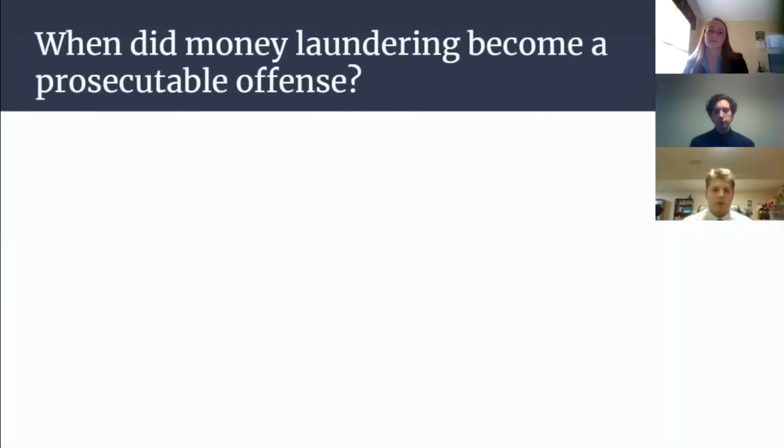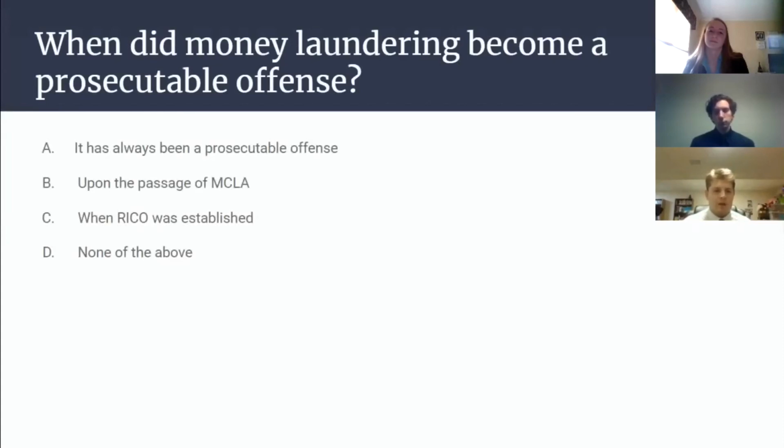When did money laundering become a prosecutable offense? A, it always has been a prosecutable offense. B, upon the passage of MCLA. C, when RICO was established. Or D, none of the above. The correct answer is B, upon the passage of MCLA.